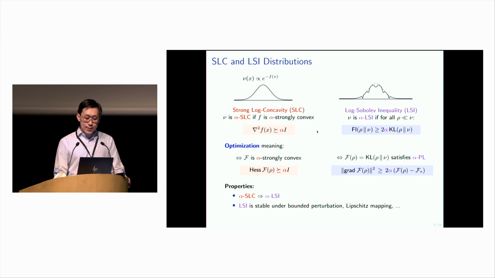And what's known also is that strong log concavity implies log Sobolev, but log Sobolev is much broader. So it is stable under perturbation and mapping. So what it says is that we can in fact sample efficiently from distributions which are slightly non-log-concave like this using this Langevin dynamics.